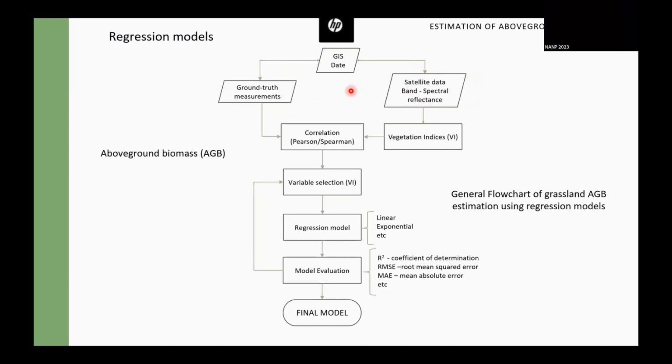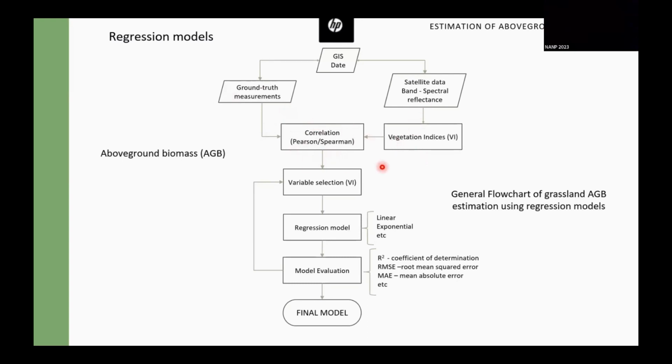measurement, the spectral reflectance, based on a geoinformation system and a date that you collect those measurements, both from ground truth and satellite. Usually, based on the spectral reflectance, we come up with some vegetation indices. You estimate vegetation indices, and usually at the beginning you perform a correlation analysis between the ground truth measurements, basically the dependent variable of the model, with those vegetation indices.